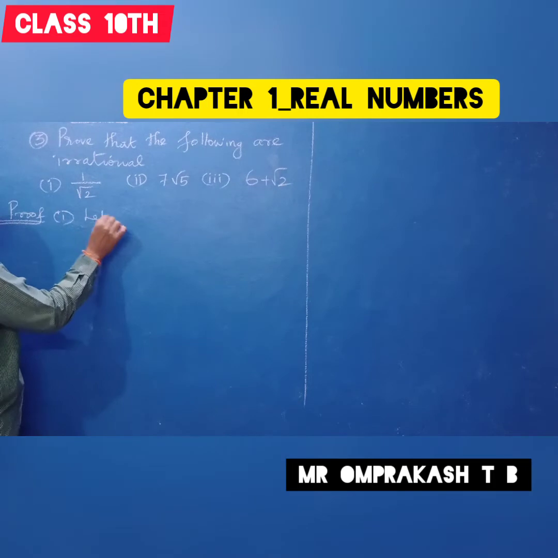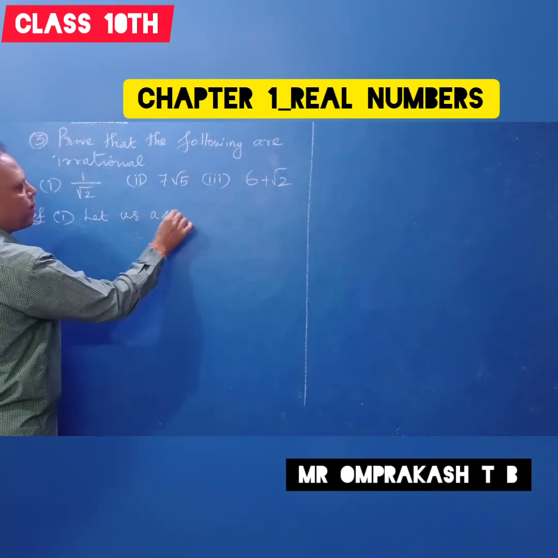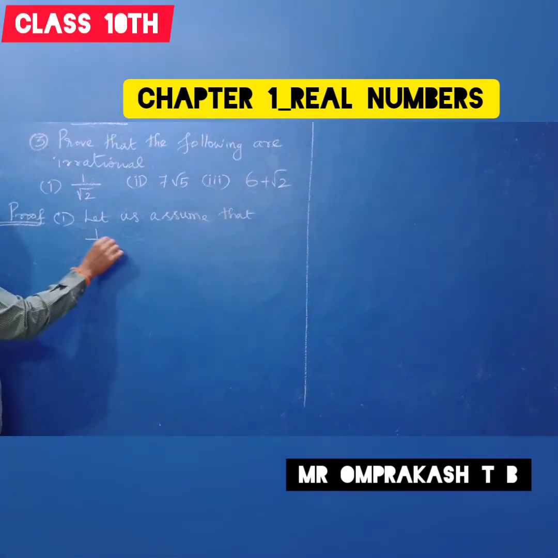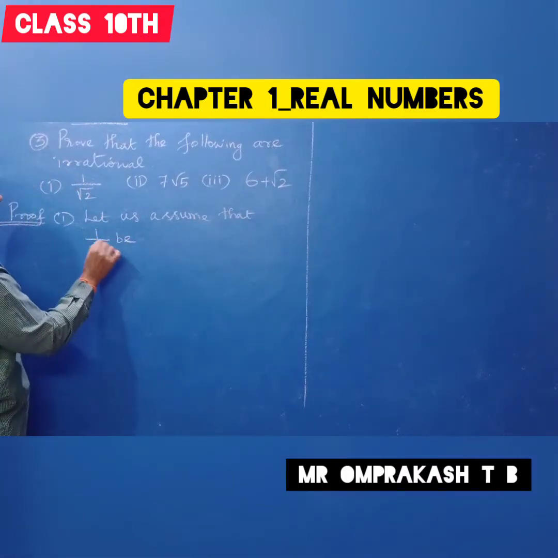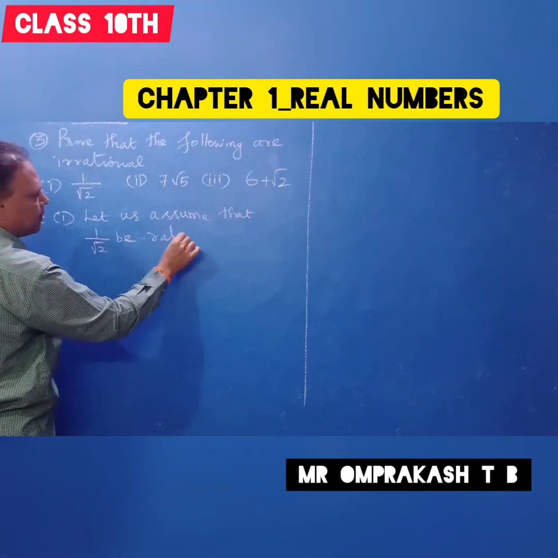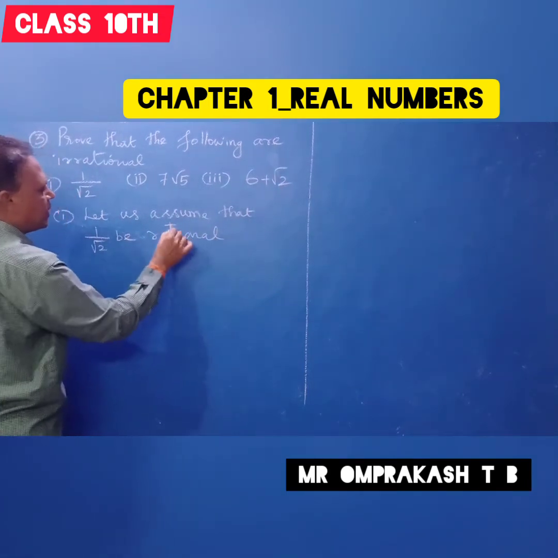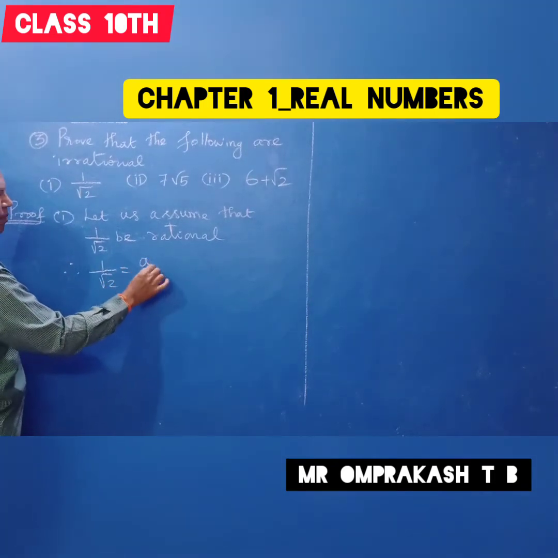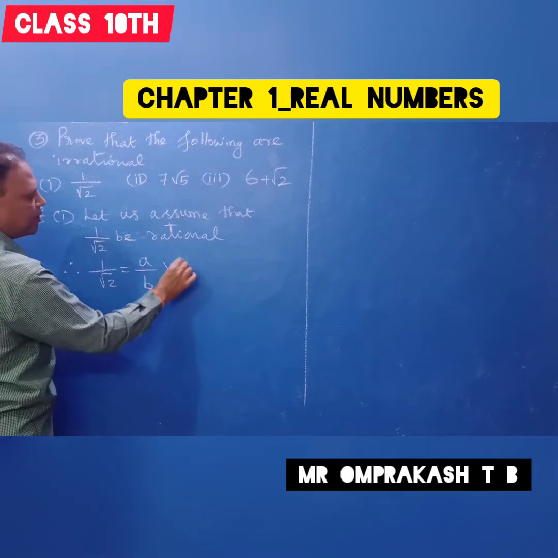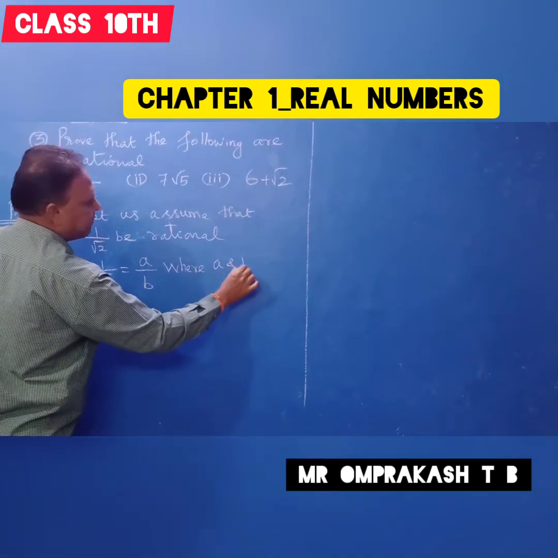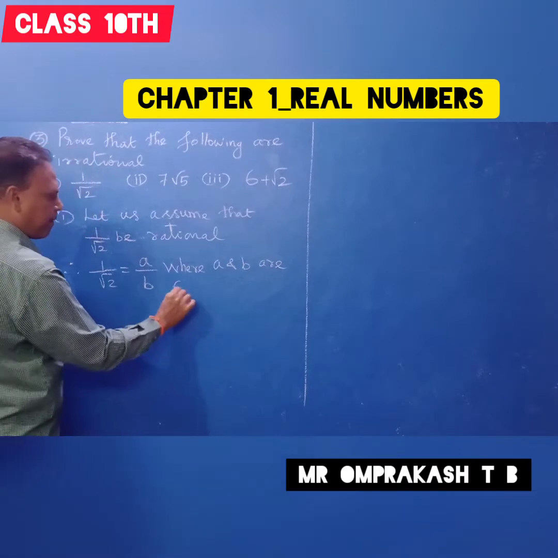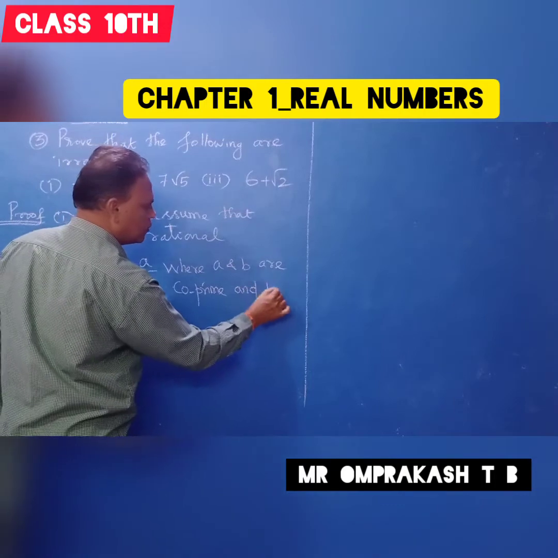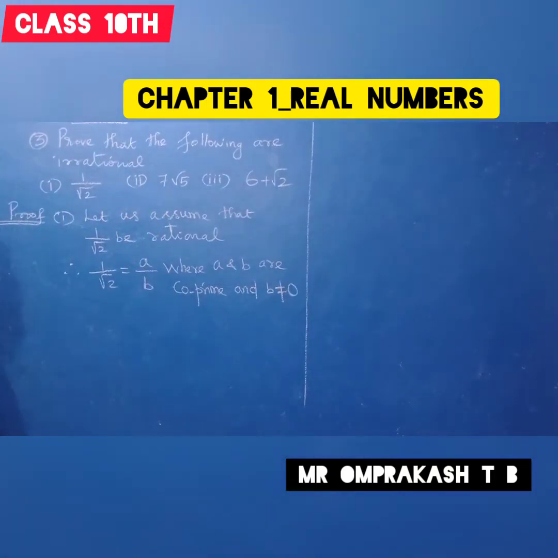Let us assume that 1 by root 2 be a rational number. Okay, therefore immediately what you have to do, 1 by root 2, take it in a by b form, where a and b are co-prime and b not equal to 0. Okay.